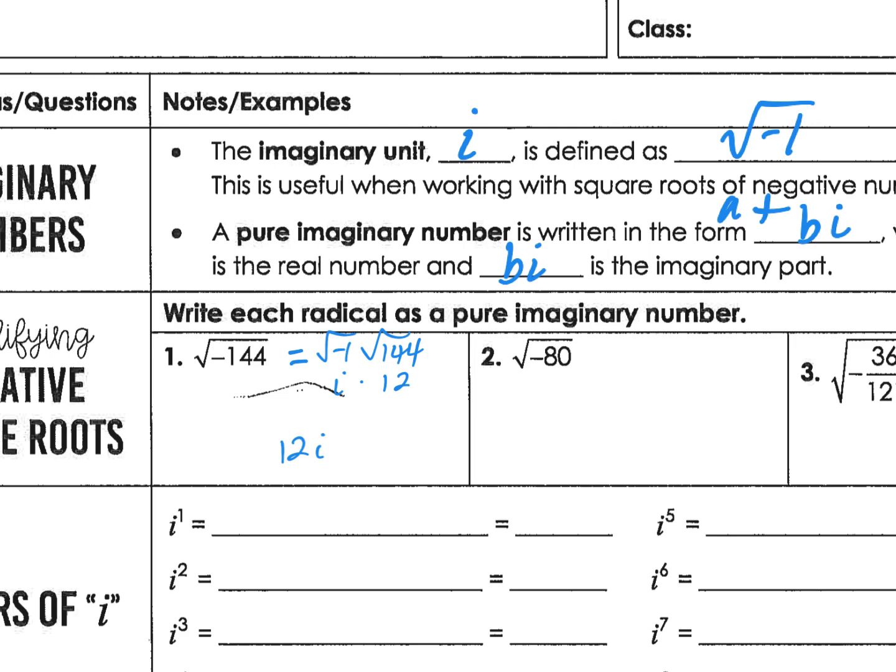Same thing goes for the square root of negative 80. Square root of negative 1 times the square root of 80. Now, to find the square root of 80, you have to figure out what the perfect square is inside it. 16 and 5. So this is i, and this is 4 root 5, isn't it? So this becomes 4i root 5. We don't put the i out at the end on these because we don't want to make the mistake of thinking that i is underneath the radical. So we put it in between.